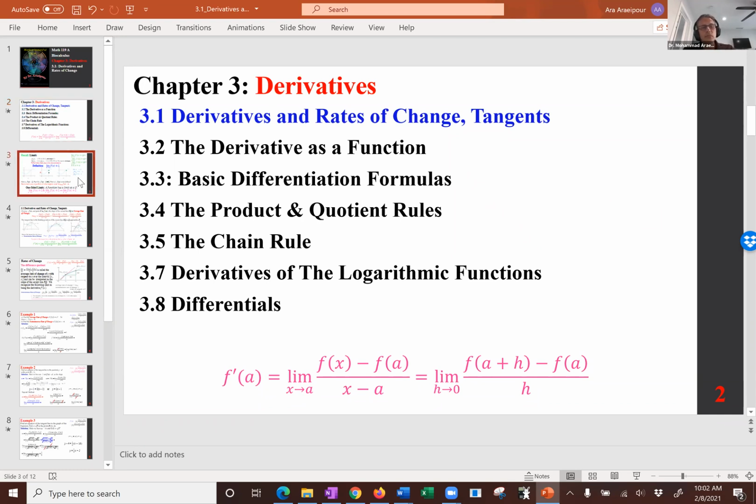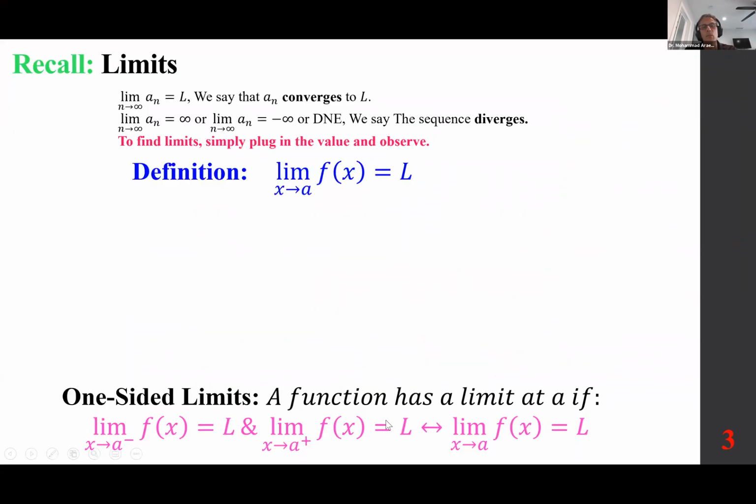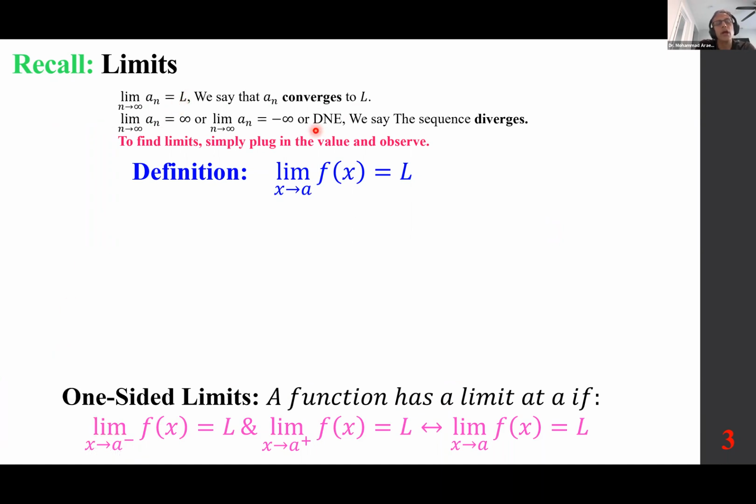So we did cover the concept of a limit, as far as convergence and divergence is concerned, the definition of a limit. Basically, convergence refers to the fact that the function approaches a number, such as L. Divergence means we go to infinity, negative infinity, or it doesn't exist.